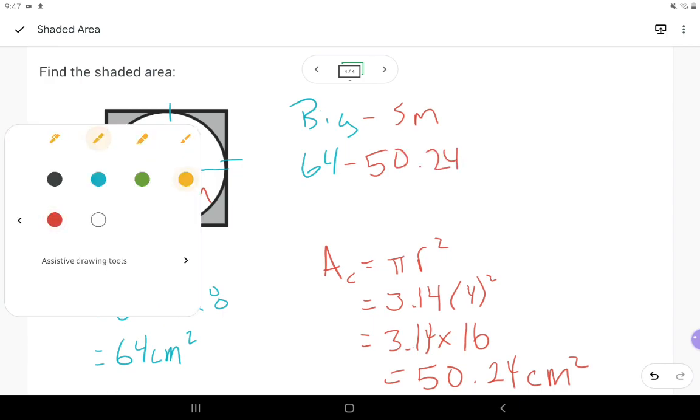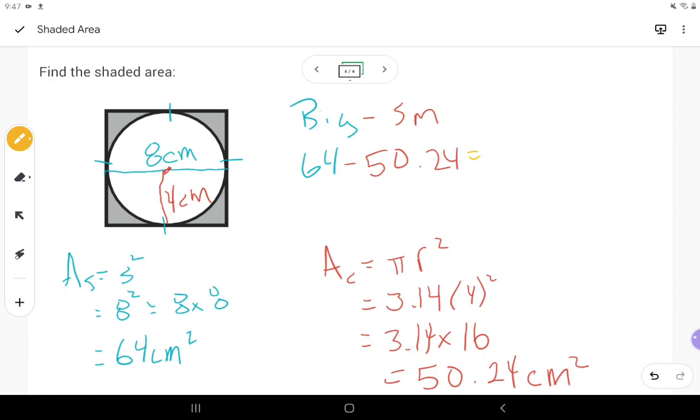So, big area was 64, small area 50.24, and in total, that gives us 13.76 centimeters squared for the gray area, which is this shaded part here going around the outside. That's the area that would be left over if we cut that circle out of the square. So really, shaded area, find the largest shape and find all of the holes. Find all those areas separately and subtract them.